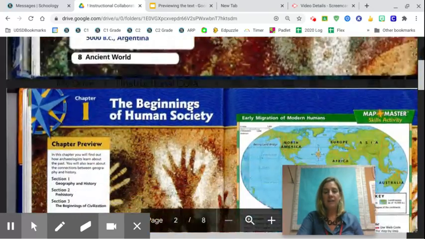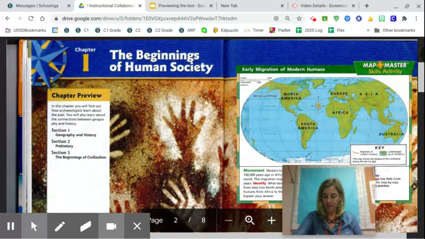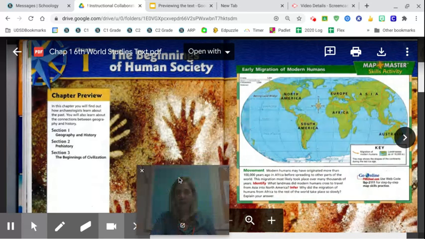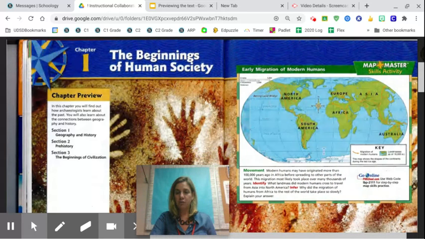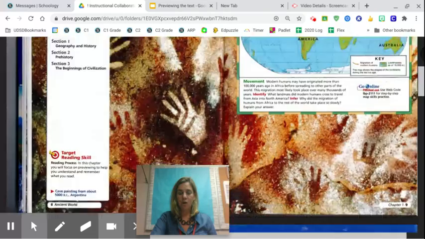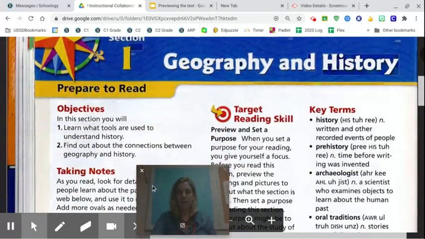All right, let's now look at the infographic that you have on page 9. This is not just a picture of the world, but the red lines in it show how modern humans may have originated more than 100,000 years ago in Africa before spreading to other parts of the world. I didn't know that. That's a pretty big piece of information for me. So I always want to take a moment and read at least the beginning of the caption that comes with the infographic.